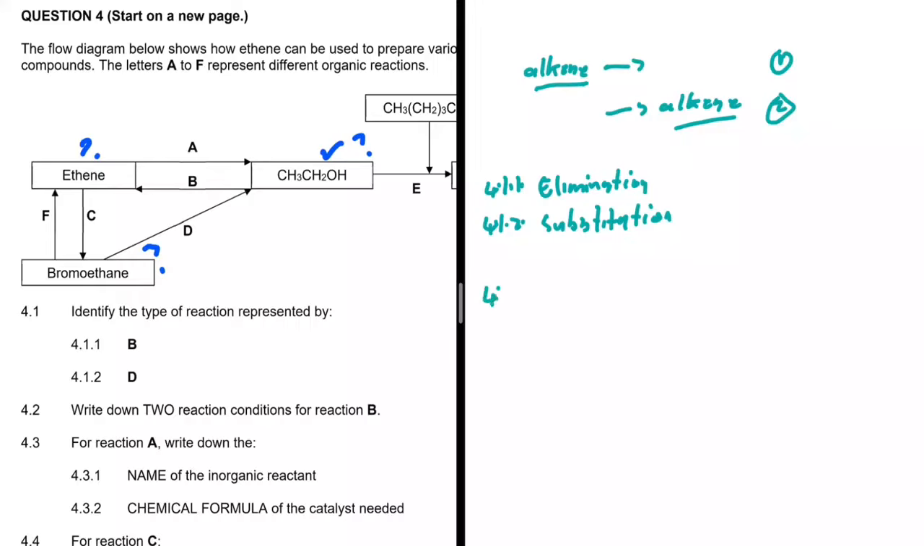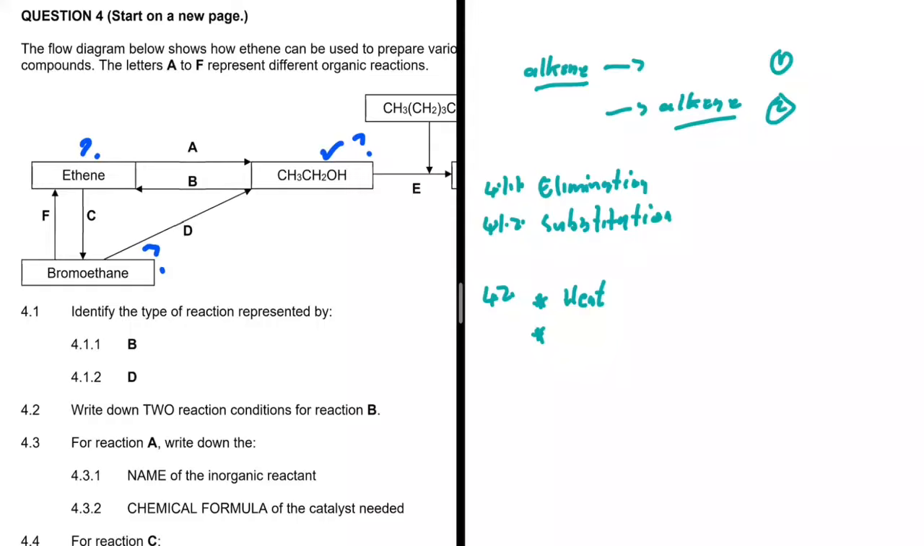Let's take a look at 4.2. We're supposed to write down two reaction conditions for reaction B. So for reaction B, it's easy to see that we have an elimination reaction. So heat is a reaction condition for all elimination reactions. Right, so heat is our first answer. As soon as we see elimination, we think of heat.